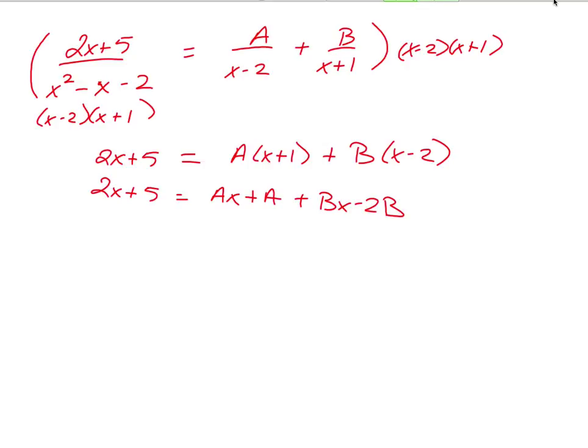Next thing we want to do is put the x's next to each other. So I want to put the Ax and the Bx next to each other. So 2x + 5 = Ax + Bx + A - 2B. What property allows me to do that? Commutative. Associative is when you just move the parentheses. Commutative is when you start moving stuff around. Alright, so once we get the x's next to each other, what do you think we're going to do with these 2? Take out an x. Good.